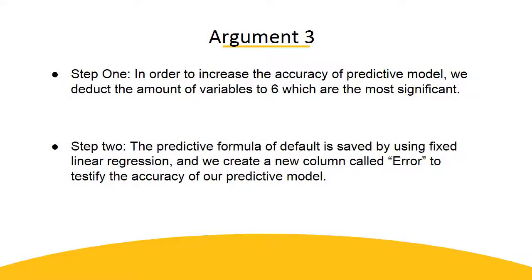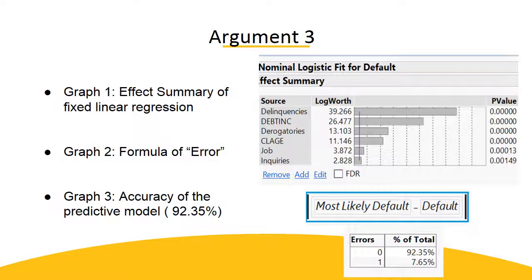And here comes our third argument. In order to increase the accuracy of the predictive model, we reduce the number of variables to 6. Of course, the 6 most significant ones. We use the data filter function to do that. And the second step is that the predictive formula of default is saved by using fit linear regression. And we created a new column called error to test the accuracy of our predictive model.